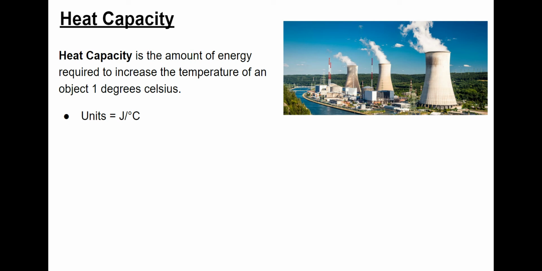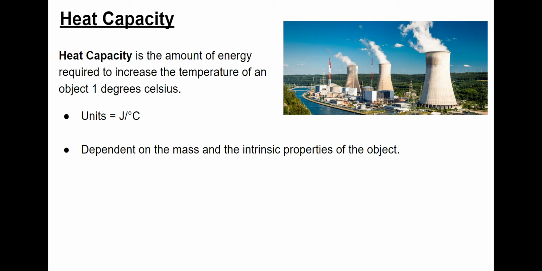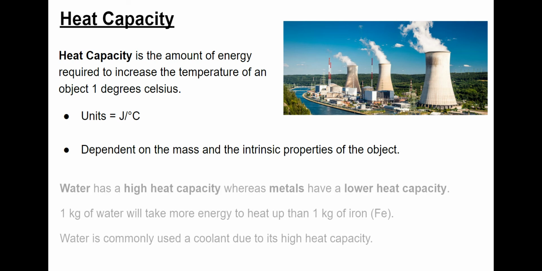Heat capacity is the amount of energy required to increase the temperature of an object 1 degree Celsius, and it has the units of joule per degree Celsius. Notice there's no mass component in there. There's no gram unit in there. Heat capacity is therefore dependent on the mass and the intrinsic properties of the object itself.